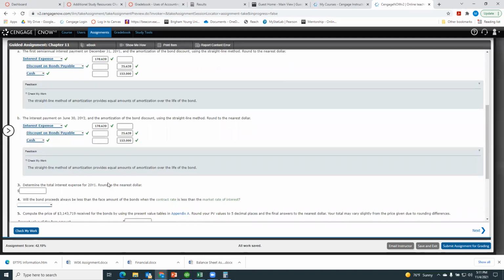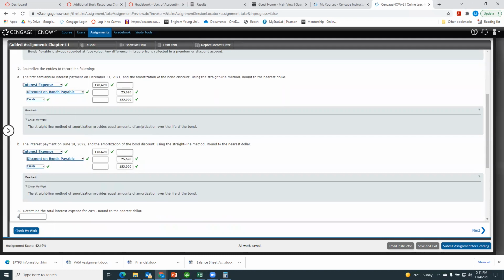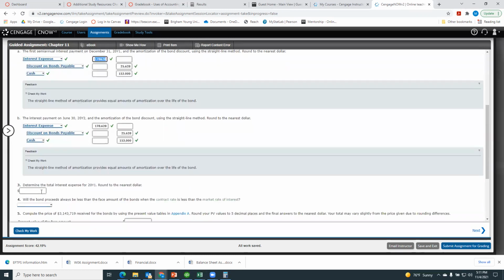So it asks us to determine the total interest in the first year. Recognize that these are semi-annual interest payments. So in most years, we would have an interest expense of 2 times one of these payments, okay? But in the first year, it wasn't issued until June, so we just have one. So our total interest expense for that first year is just going to be $178,628.